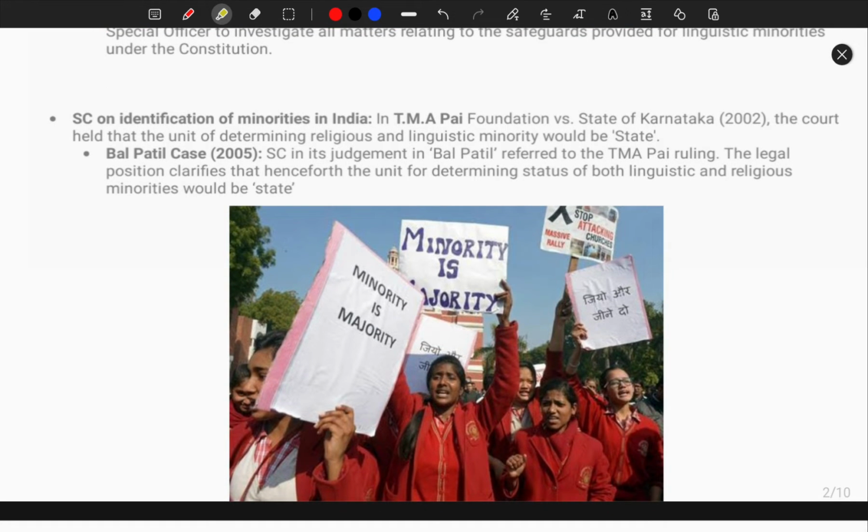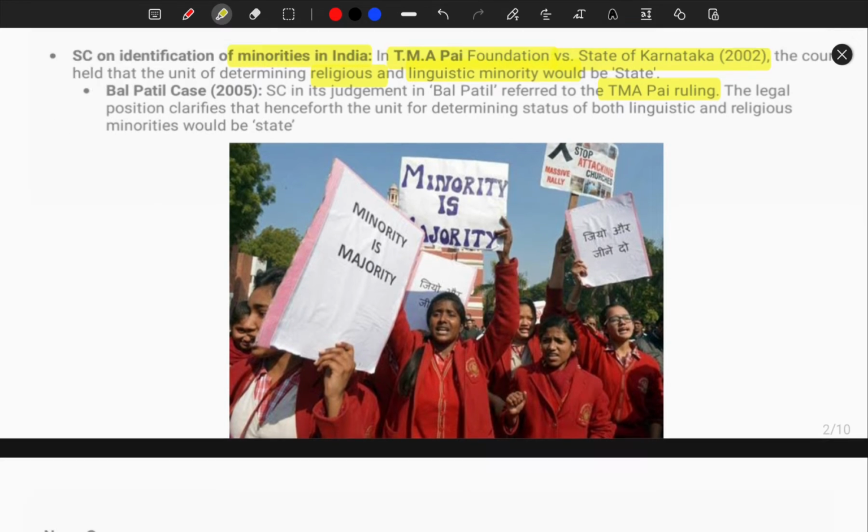Also, based on the Supreme Court's identification of minorities in India, in TMA Pai Foundation versus State of Karnataka, 2002, a case was decided on who defines the religious and linguistic minority. The Bal Patil judgment of the Supreme Court also referred to the TMA Pai ruling, and held that the state has a right to define linguistic and religious minorities in the state.